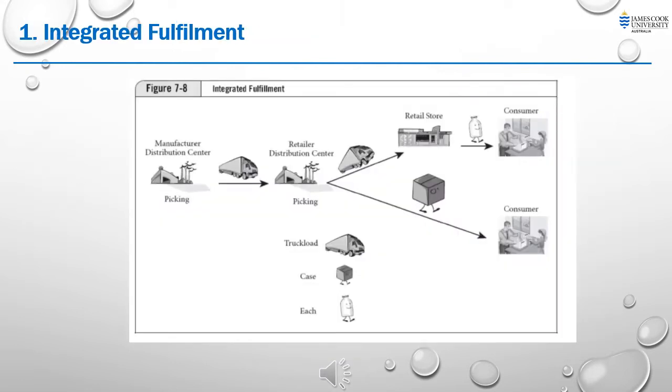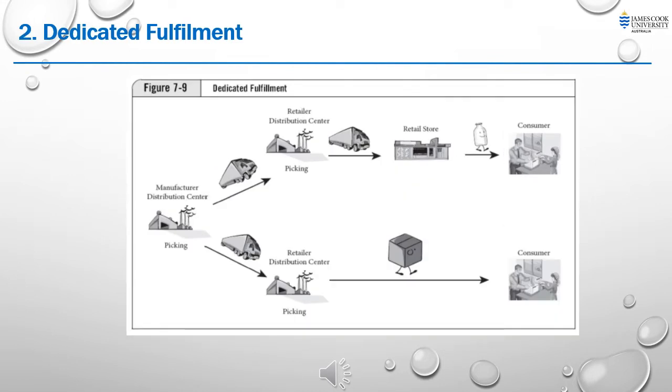In integrated fulfillment, basically the retailer maintains both brick and mortar and click and mortar. Brick and mortar is the actual shop, click and mortar is the online store. So one store or retailer maintains both services at the same time.